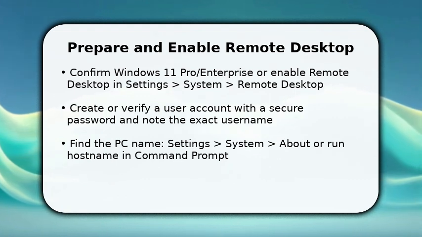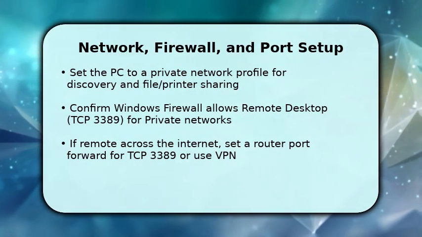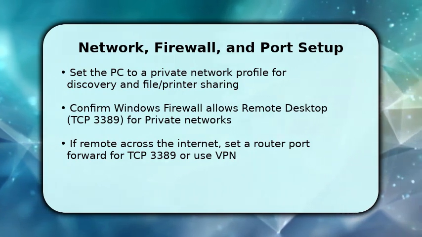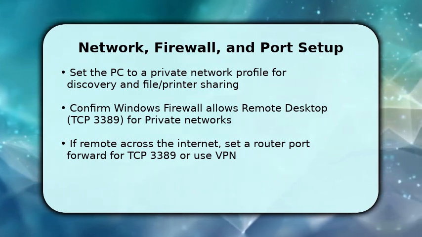Once done with enabling, make sure the network and firewall permit access. Switch the PC to a private network so Windows allows discovery and smoother connections, then open Windows Security and confirm Remote Desktop is allowed on private profiles.